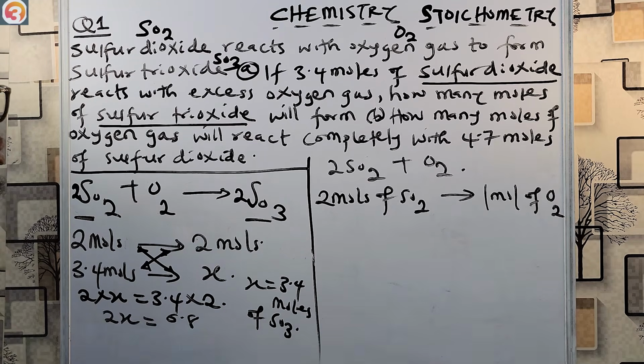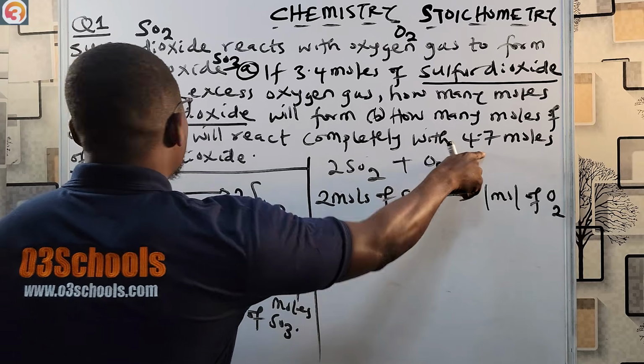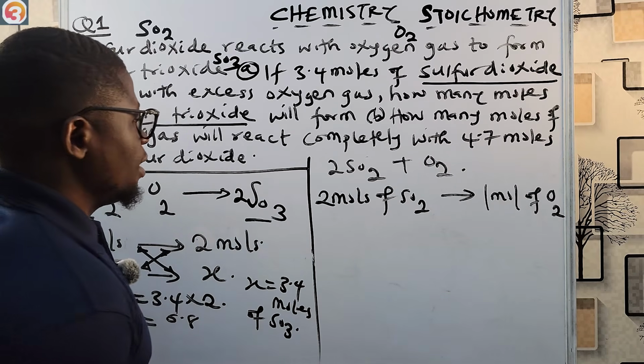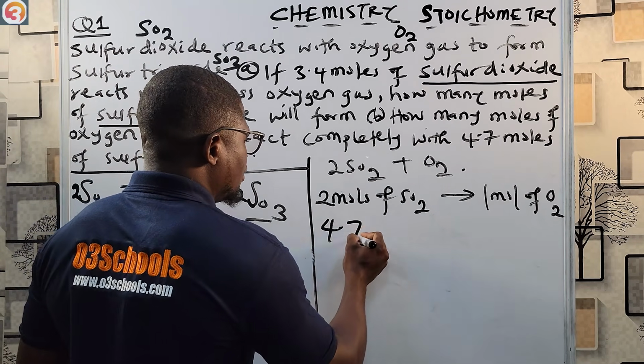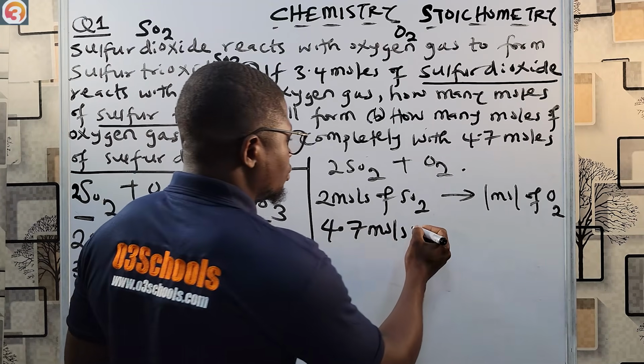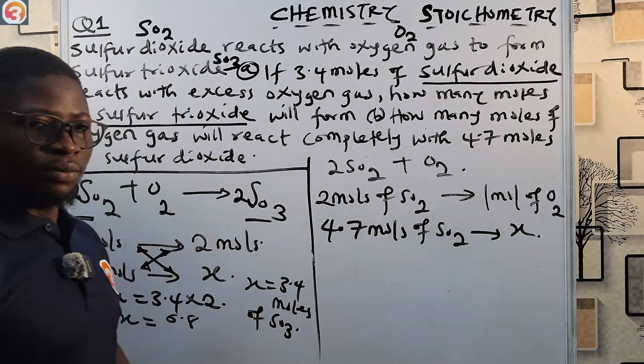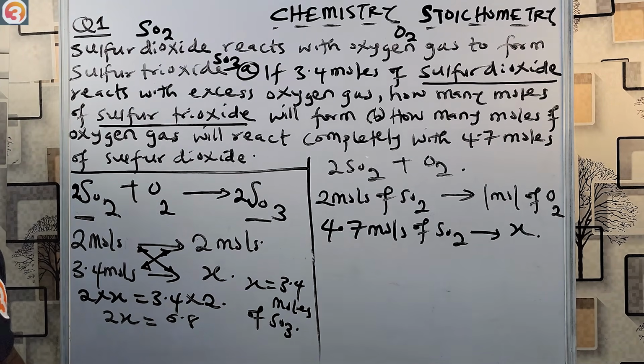Now we are told, how many moles of O2 will react completely with 4.7 moles of sulfur dioxide? That means we have 4.7 moles of SO2 will give us X moles of O2. Simple as ABC.